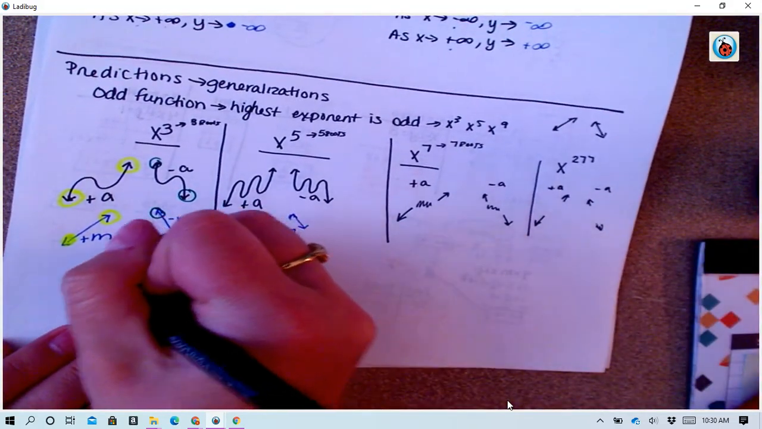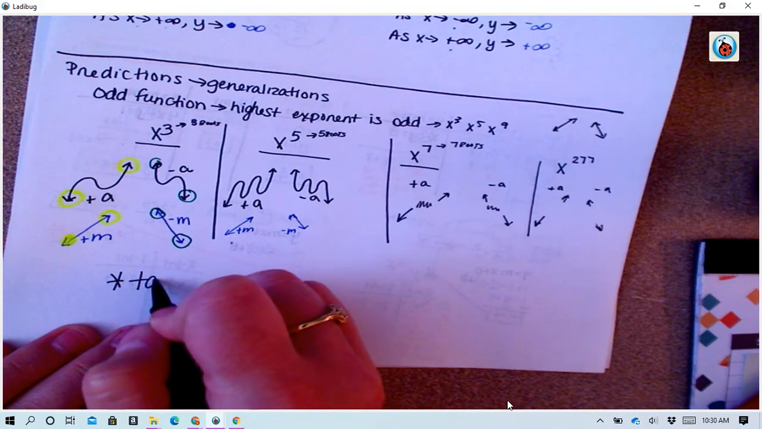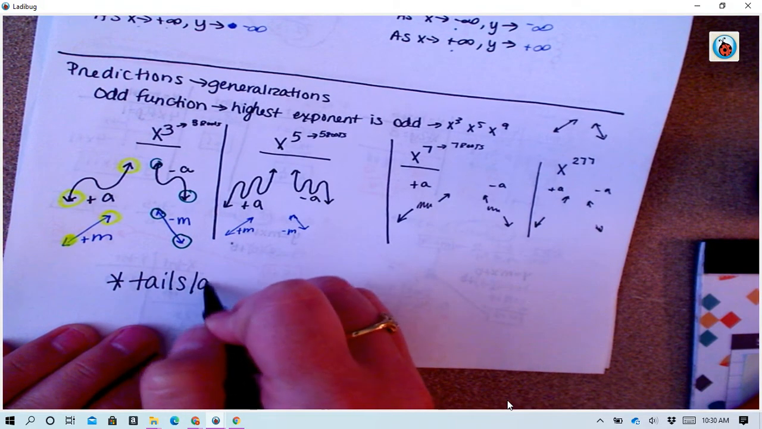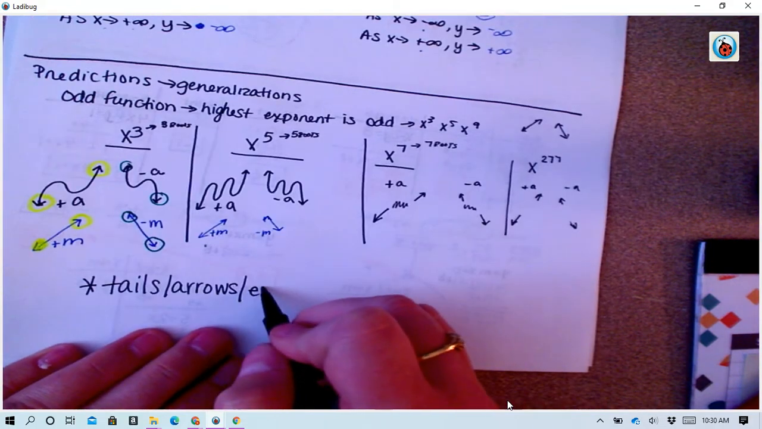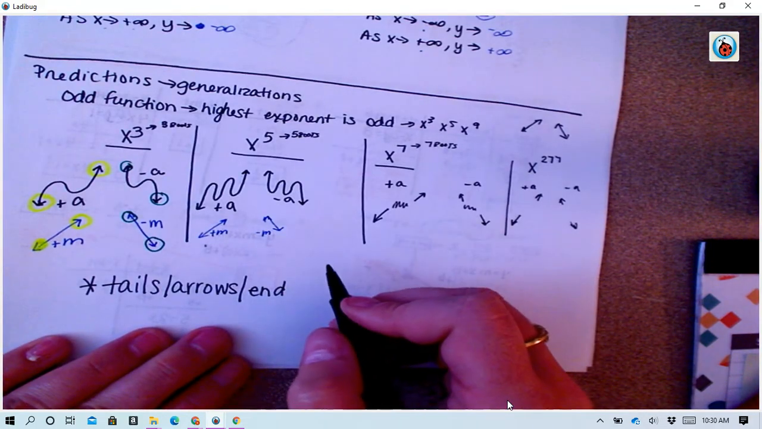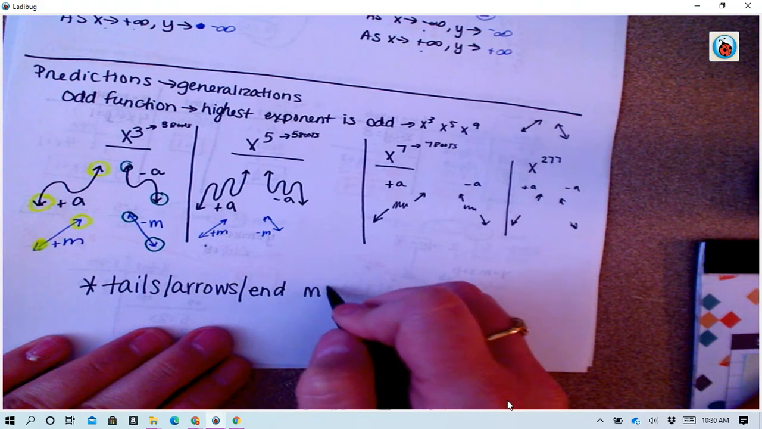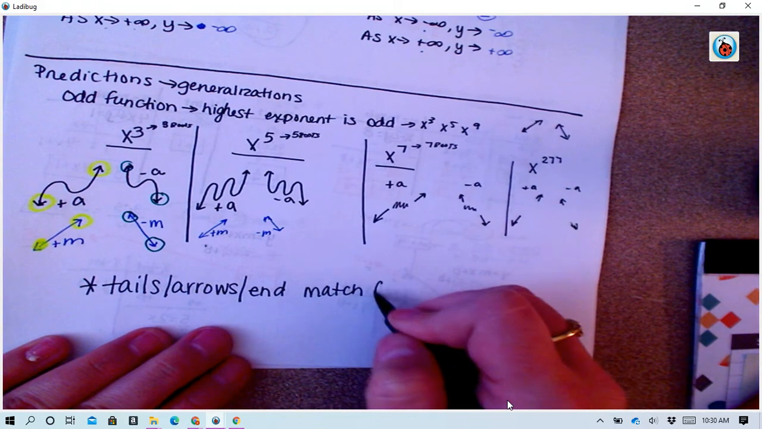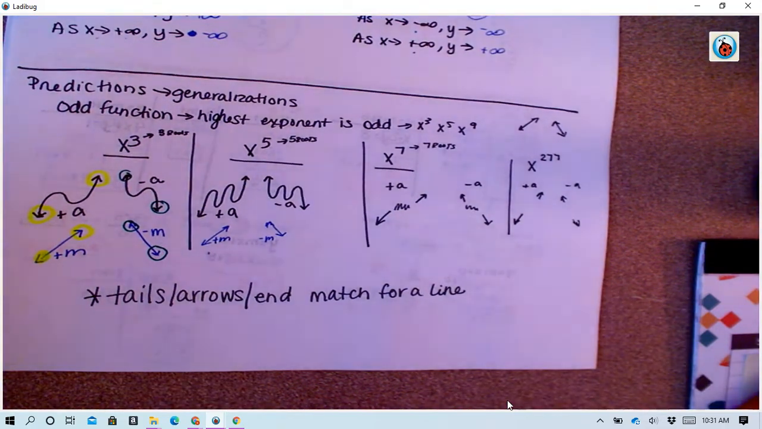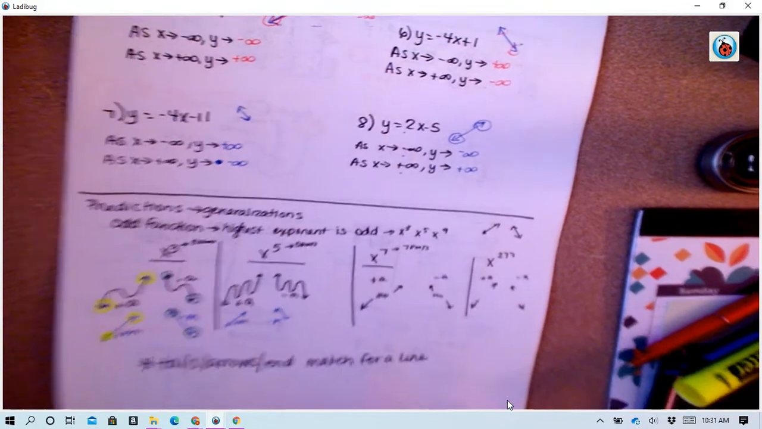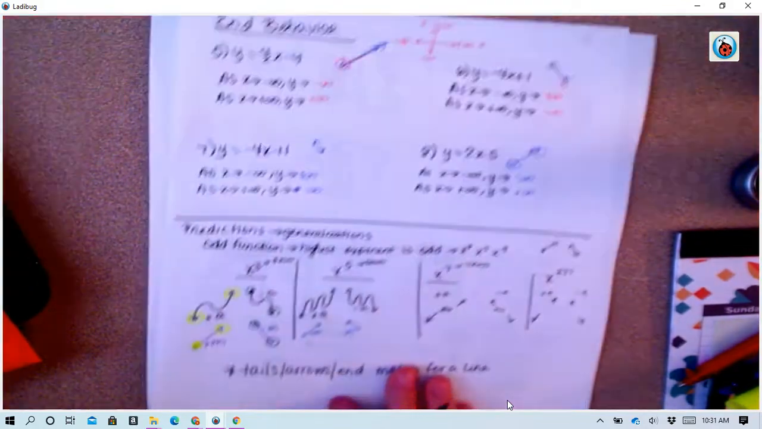And that's what I'm just going to write here. I'm going to call them the tails or the arrows or the ends, whatever you prefer. Match for a line. And that's the big takeaway. So make sure on the back of page 12, you've got all this stuff written down.